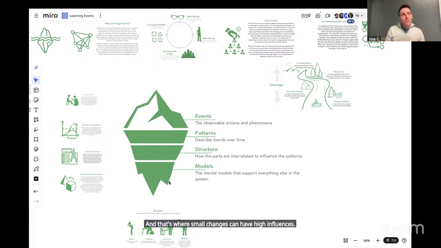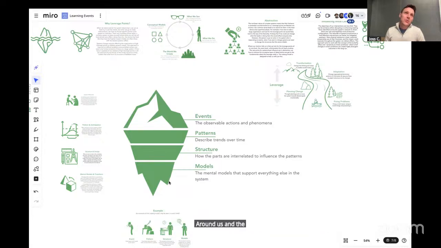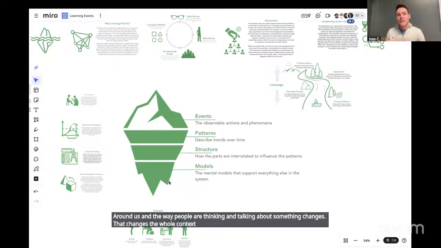And you may have seen this, right? When the paradigm changes around us and the way people are thinking and talking about something changes, that changes the whole context within which we act and other people act, and our behavior can change quite quickly. There are many examples of this.